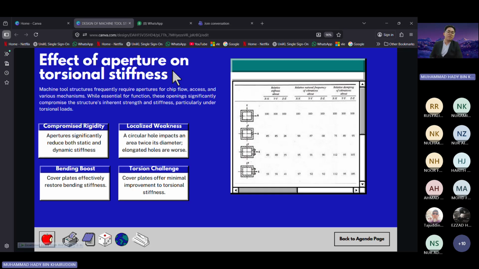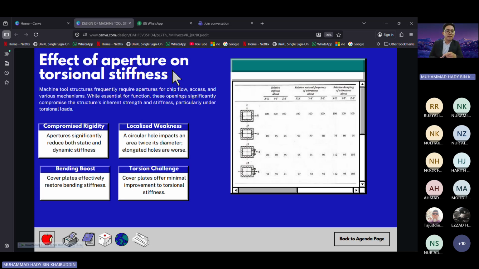Let's look at the map of localized weakness. If you drill a circular hole with a diameter of D, you are just weakening that one spot. The stress concentration affects a section twice the diameter in length. Think of it as a weakness ripple in the metal.